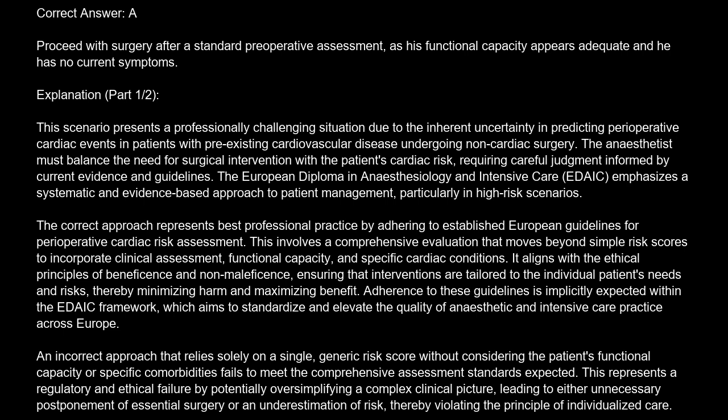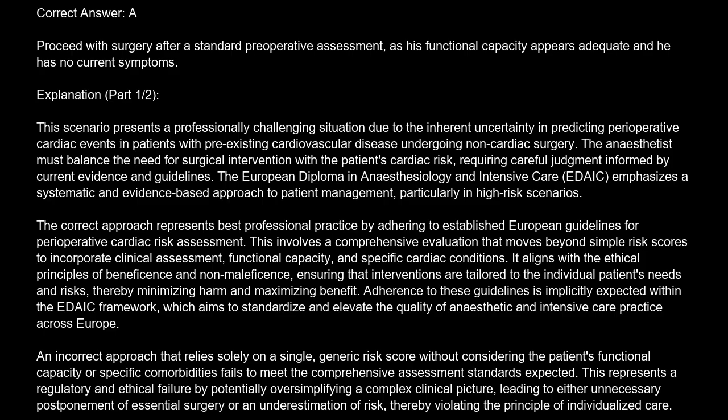Explanation. This scenario presents a professionally challenging situation due to the inherent uncertainty in predicting perioperative cardiac events in patients with pre-existing cardiovascular disease undergoing non-cardiac surgery. The anesthetist must balance the need for surgical intervention with the patient's cardiac risk, requiring careful judgment informed by current evidence and guidelines. The European Diploma in Anaesthesiology and Intensive Care, EDAIC, emphasizes a systematic and evidence-based approach to patient management, particularly in high-risk scenarios.